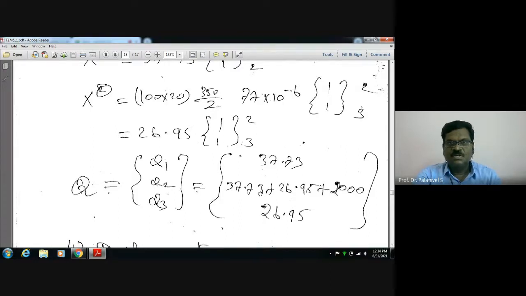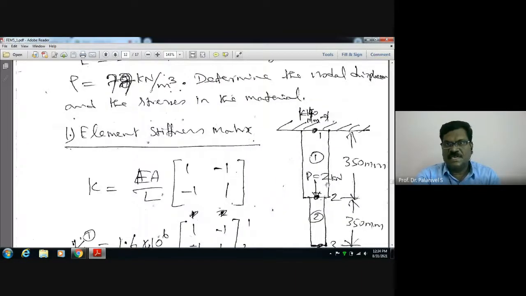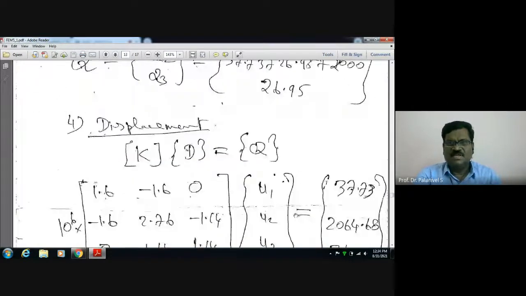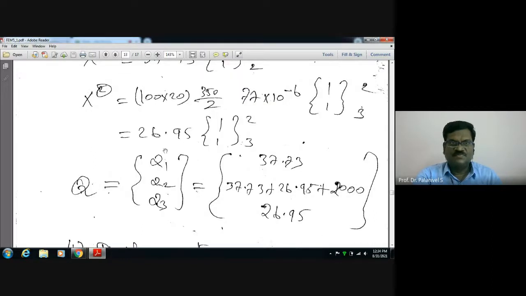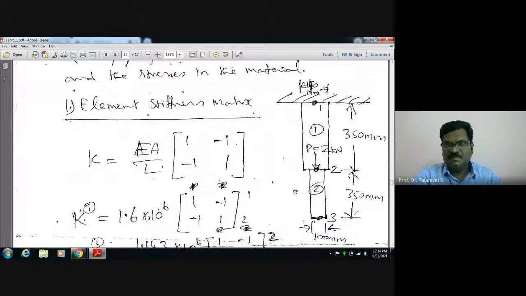For Q2, half weight of the top bar, 37.73, plus half weight of the bottom bar, which is found to be 26.95, is added. Plus in that node another 2000 is acting, that is also added. Okay, roughly, it's very rough. Okay, 2000. And node 3 is 26.95, that's half weight of the bottom element.